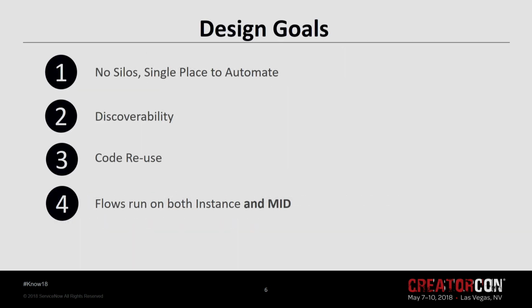The design goals here are no silos. I wanted a single place to automate. I wanted to be able to say, I don't want to jump all over the place. We just talked about that. Then discoverability: once I create an action, how do people find it? How do they know it's there in the first place to include in their flow? And then there's code reuse. So with discoverability comes code reuse, which lowers your maintenance costs. I've been doing software for a long time. I'm all about code reuse and maintainability in the systems I create.